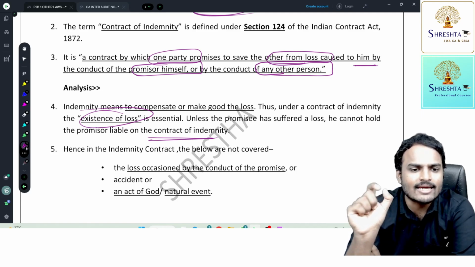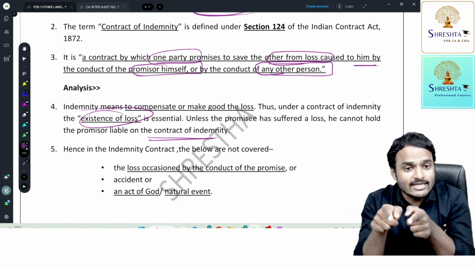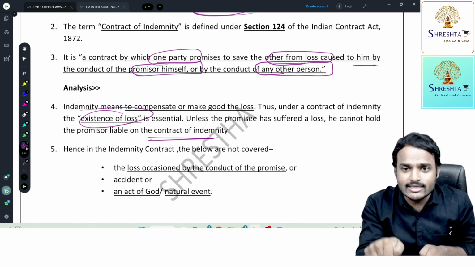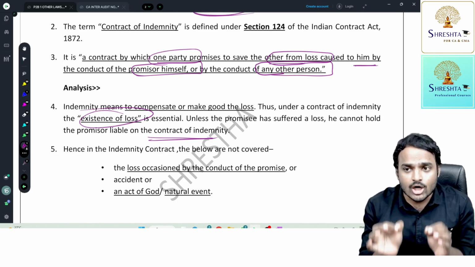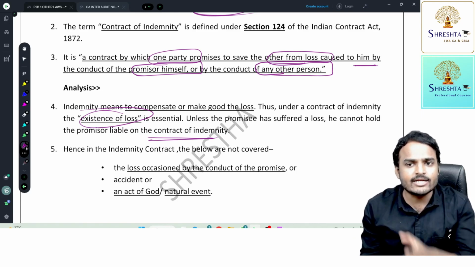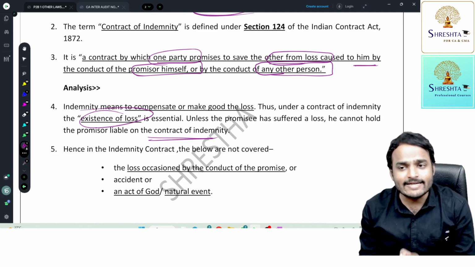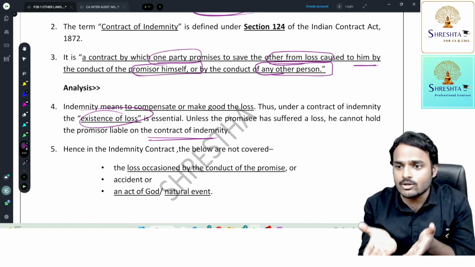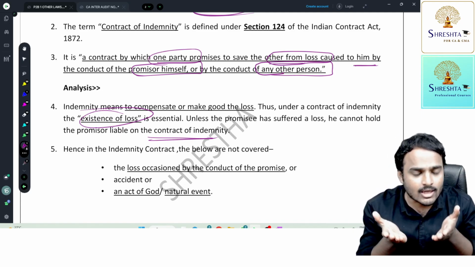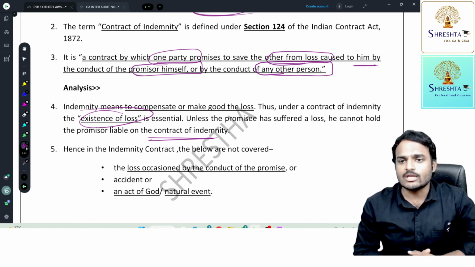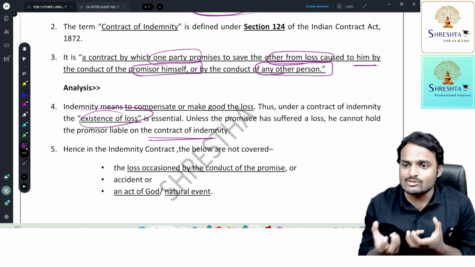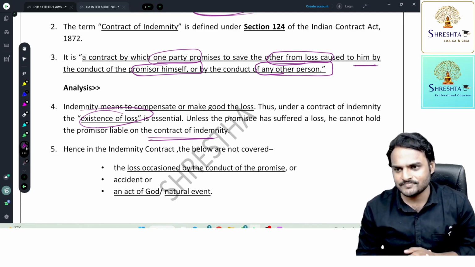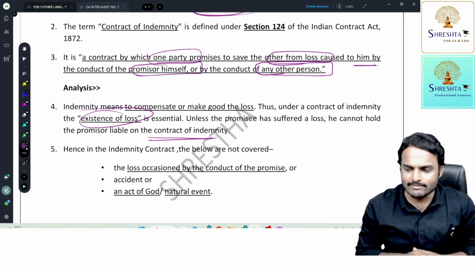Tsunami, natural calamity. But if you read the definition of indemnity, loss caused to him by the conduct of the promisor himself or by the conduct of any other person. There is no word called act of God. There is no word called natural calamities. Then how can you tell that an insurance contract is an indemnity contract? You all getting my point, students?